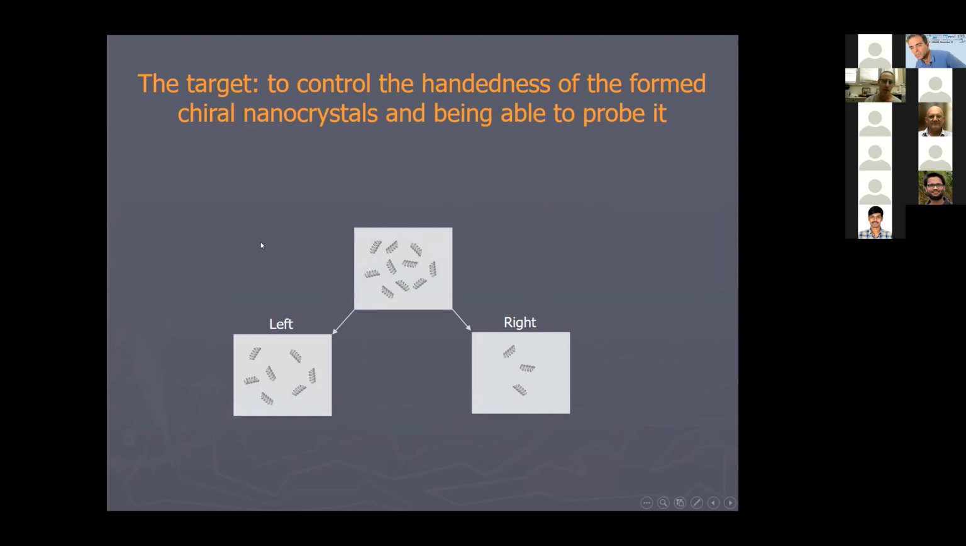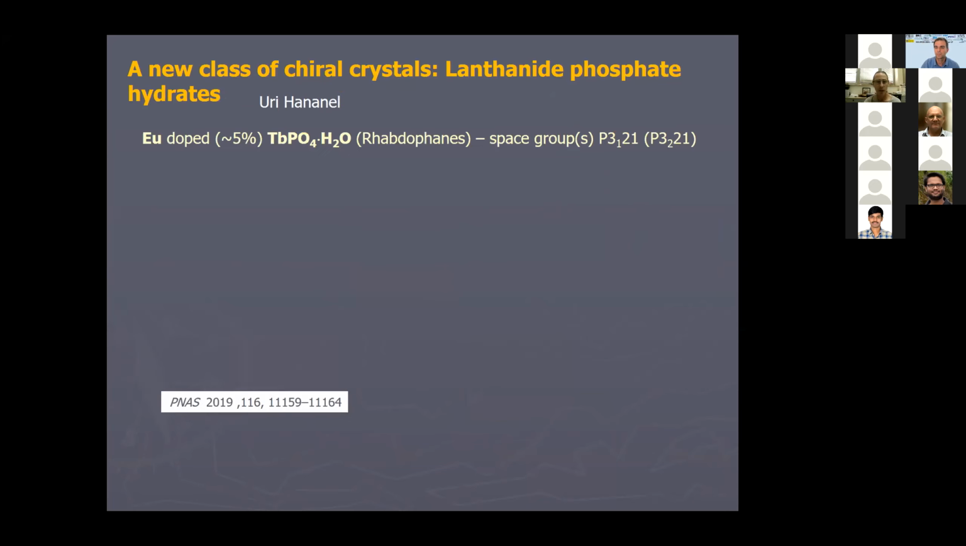So in this particular project, the target is trying to control, if we can cause all the crystals to become left-handed or right-handed, and how we can probe the crystals and learn about the proportion of left-handed versus right-handed nanocrystals that we have. The system that we have been studying in the last years, and which turned out to be very interesting, is one representative out of a whole group of lanthanide salts also called rhabdophanes. We're working particularly with nanocrystals of terbium phosphate hydrate. We dope them with a little bit of europium, which can perfectly replace terbium because they have very similar chemistry.